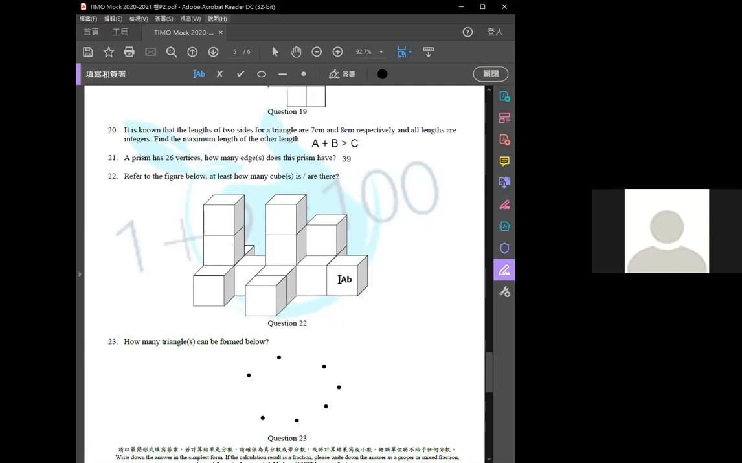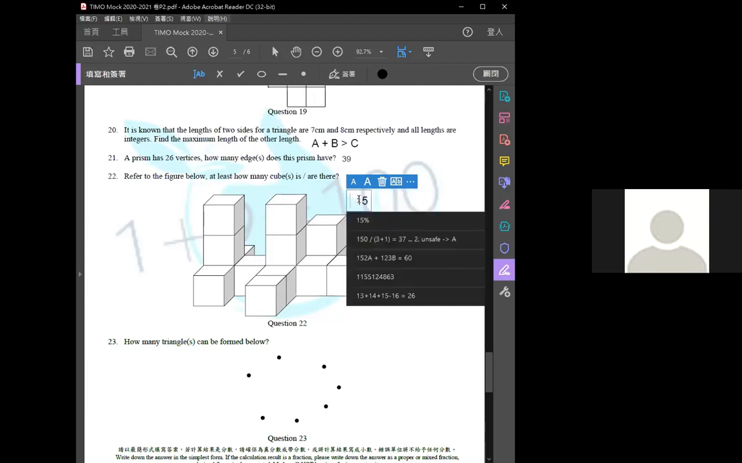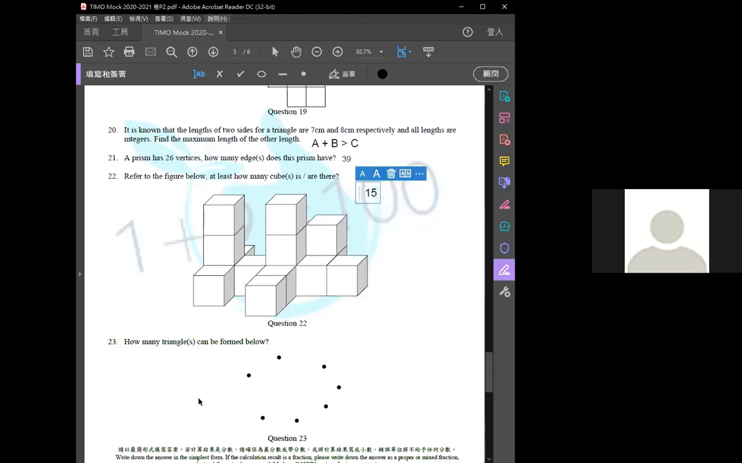Sorry. So there's 5 of them. Although there's 2 hidden here. 5 plus 2 plus 1, 2, so 4 plus 1, 2 plus 2, so there's 4. So it's already 13, and then plus 2 here. There's also 1 here. So the answer is 15. So you can count by yourself for this one.